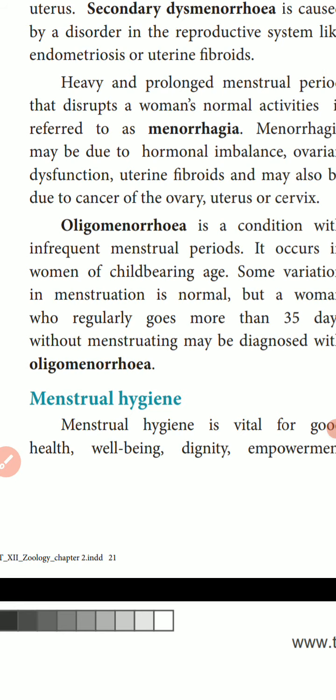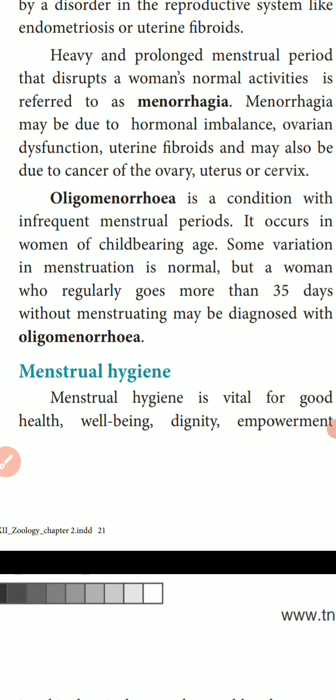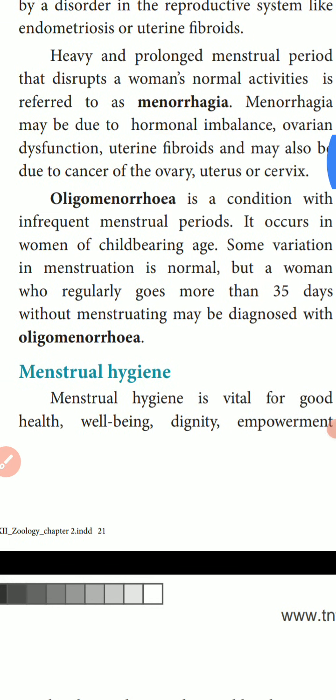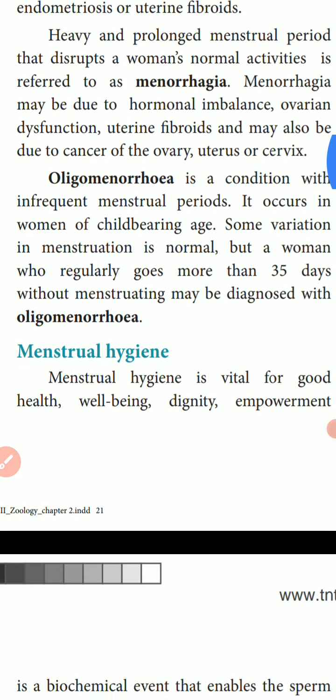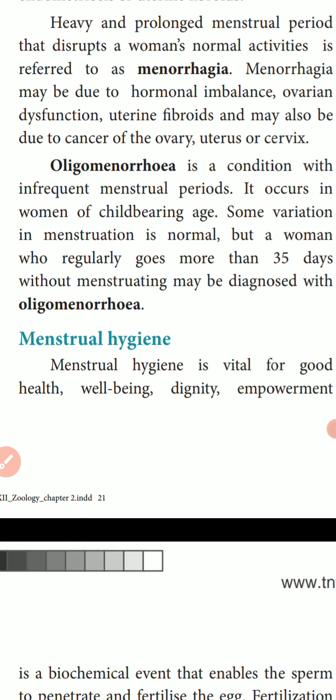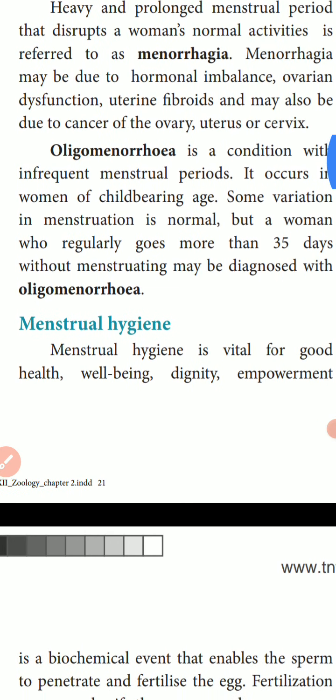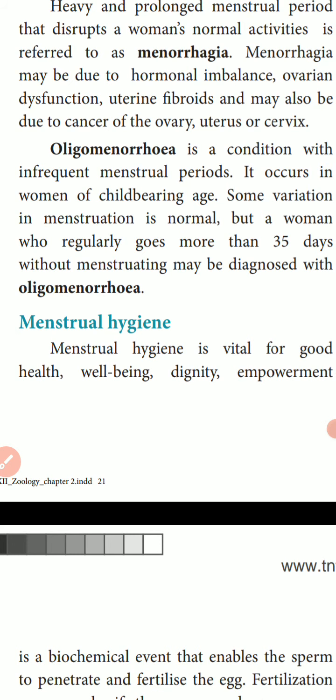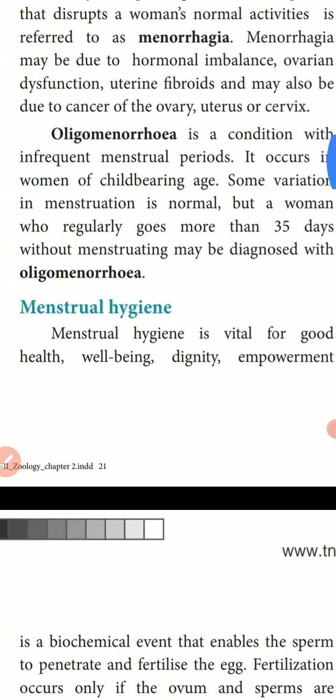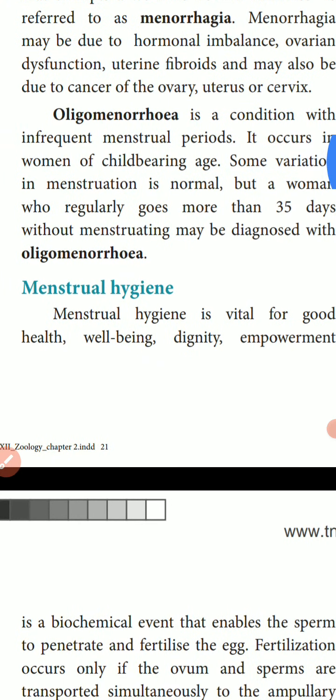Oligomenorrhea is a condition with infrequent menstrual periods. It occurs in women of childbearing age. Some variation in menstruation is normal, but women who regularly go more than 35 days without menstruation may be diagnosed with oligomenorrhea.